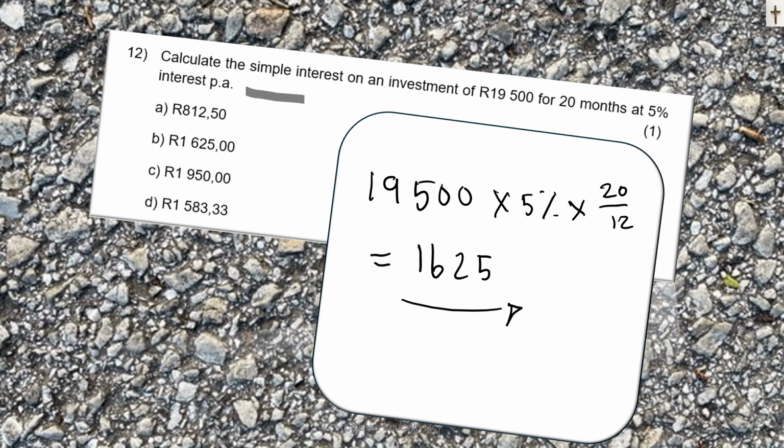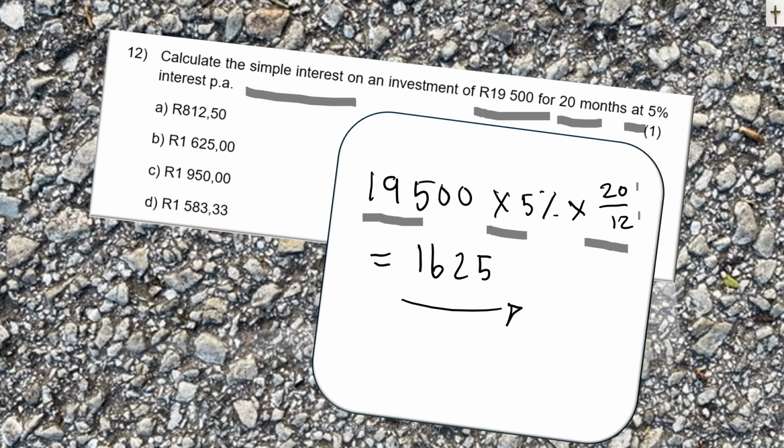So let's start with simple interest. Calculate the simple interest on an investment of 19,500 for 20 months at 5%. You may have different methods, but if you practice your methods and you're getting the correct answers, stick with it. Now what I've done is I've said 19,500 times 5% times 20 over 12, which is 20 months.